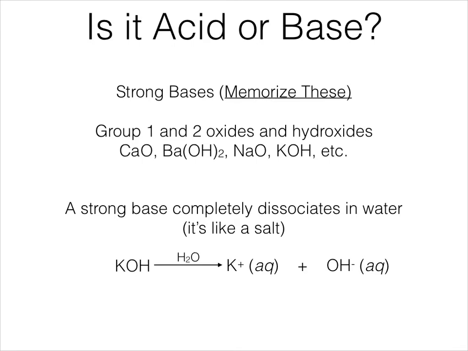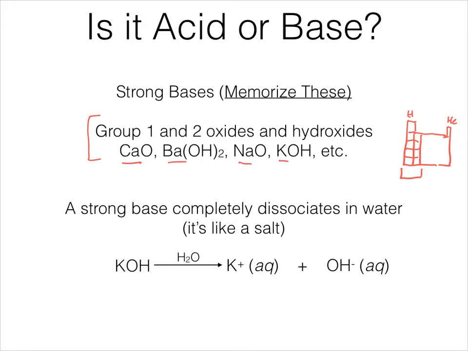Okay, for strong bases, we need to memorize these as well. These are defined as group 1 and 2 oxides and hydroxides. And what we mean by group is if we look at the periodic table, I'm going to sketch you a little periodic table here where we've got our hydrogen up here and our helium here. Group 1 and 2 are these first 2 columns. And so these are things like calcium, barium, sodium, potassium, etc.